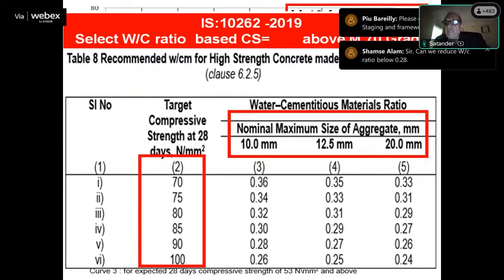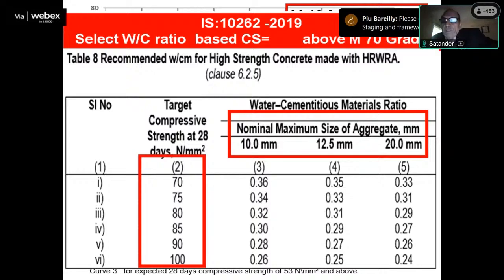Sir, can we reduce the water cement ratio below 0.28? Yes. Even IIT Delhi has gone to a water cement ratio of 0.15 or 0.12 also. I will tell you. They have gone below that. Then I asked the question. T.C. Bhattacharya sir was there, he was the head civil engineer at IIT Delhi. I said, sir, why are you making 0.12, 0.15 when you yourself have written in the code that it should not be less than 0.24?